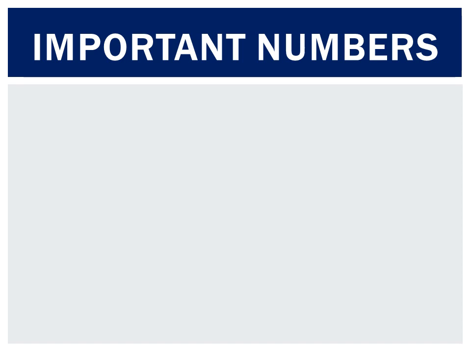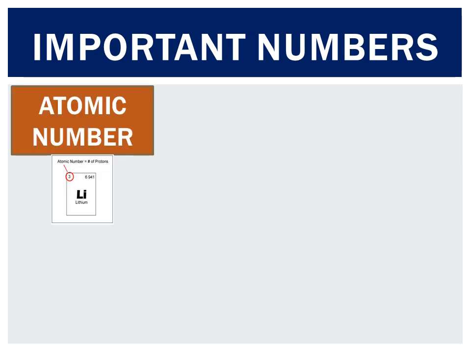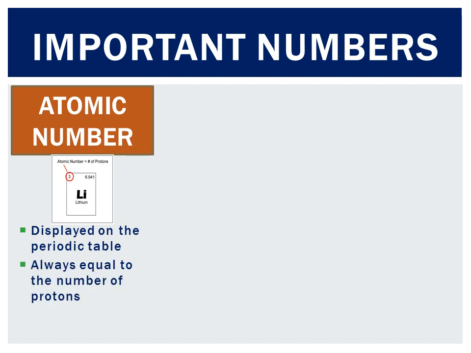Some important numbers related to these subatomic particles. First is the atomic number. The atomic number is that whole number that's displayed on your periodic table. On the periodic table that you have, you will find it as that whole number right above the symbol. It is equal to the number of protons, which is important. If you know the atomic number, you know how many protons. If you know how many protons, you know the atomic number. In each case, that allows you to identify the atom.